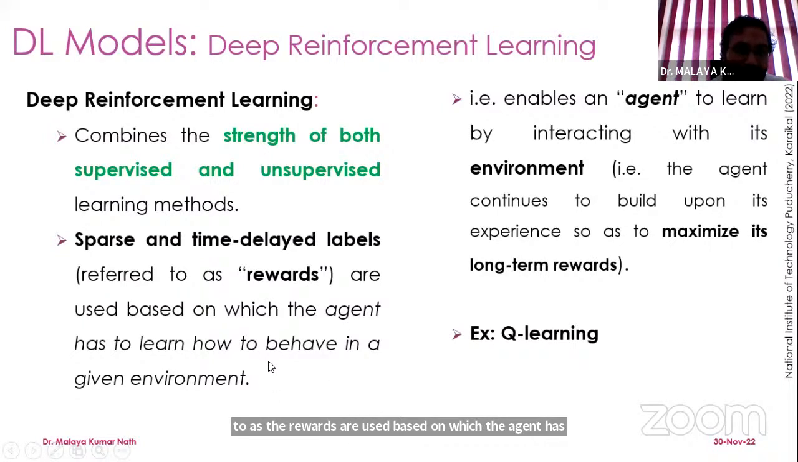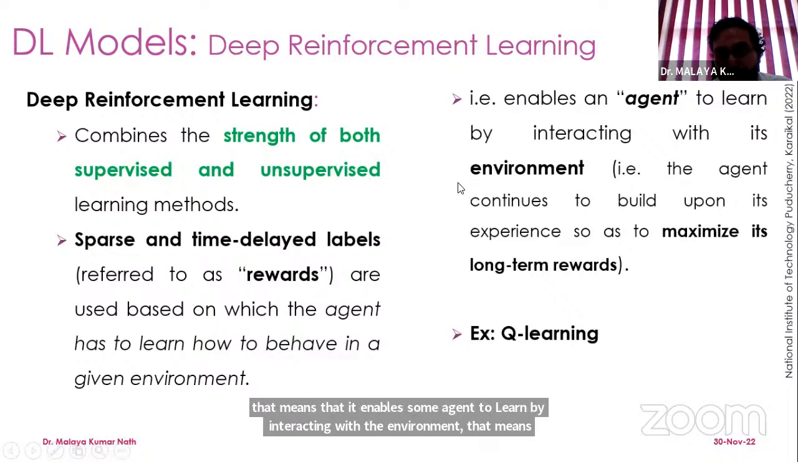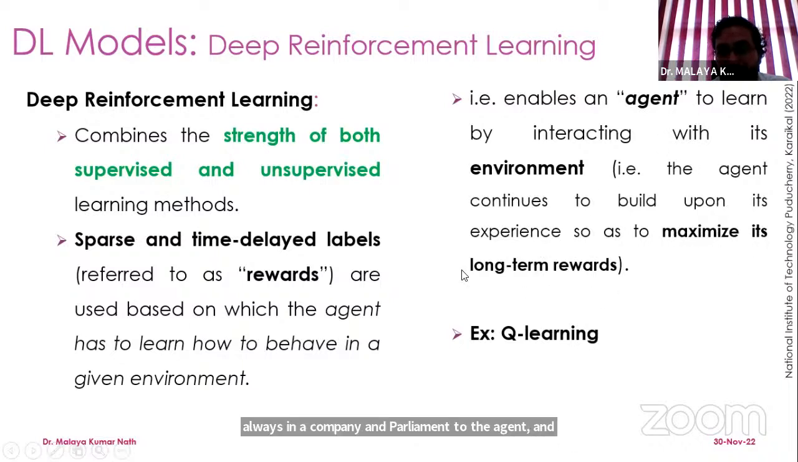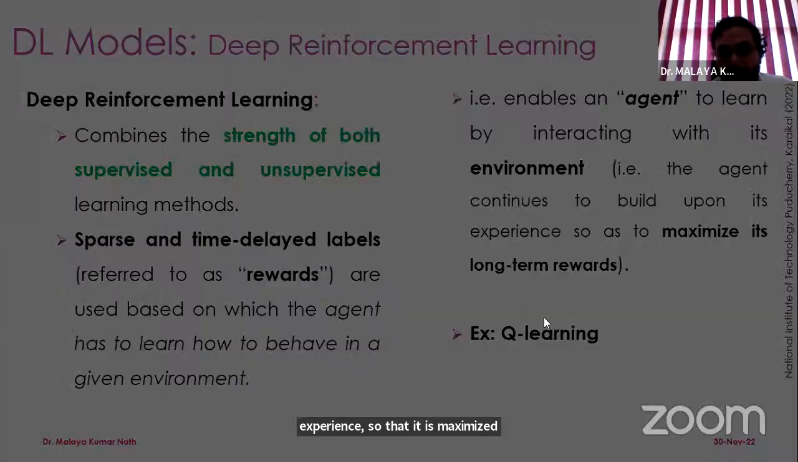As already I have discussed, in the case of reinforcement learning, there is one agent present, there is an environment present, and there is a feedback from the environment to the agent. Based on this feedback, the agent has to perform a task in such a manner that the reward gets maximized. That means it enables an agent to learn by interacting with the environment. That means there is always an input from the environment to the agent, and the agent has to perform a task to build upon its experience so that it is maximized. It's a long-term reward. And an example is Q learning.